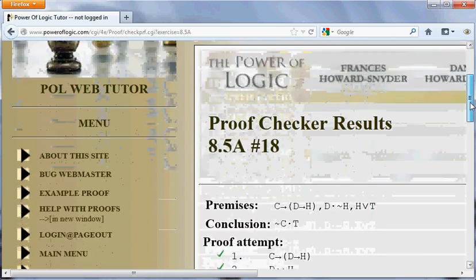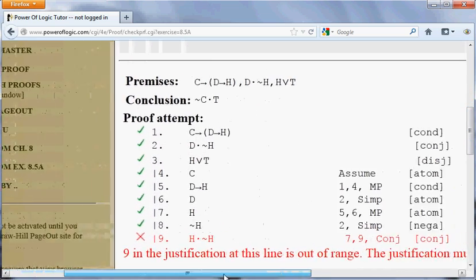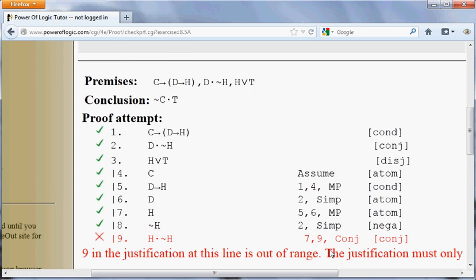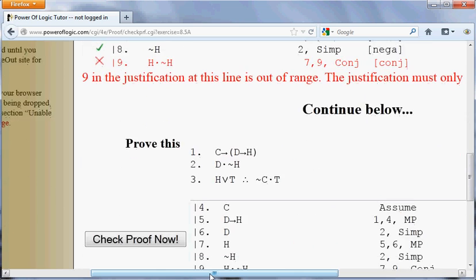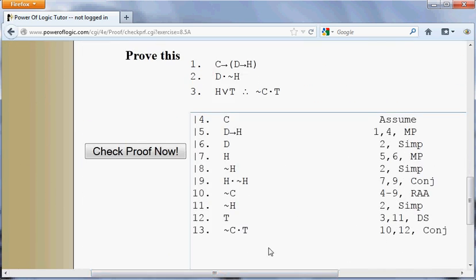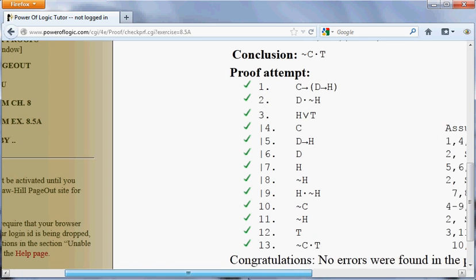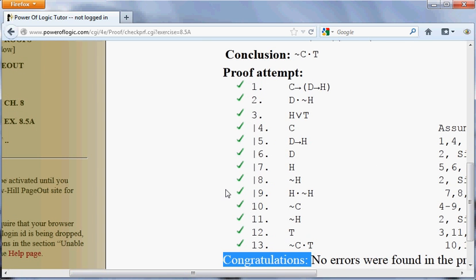The justification of line 9, I do that sometimes. Sometimes I say that a line is justified by itself. Line 9 really comes from 7 and 8 conjunction. Check that. Okay, now it's right. I hope some of these proofs were helpful to you.